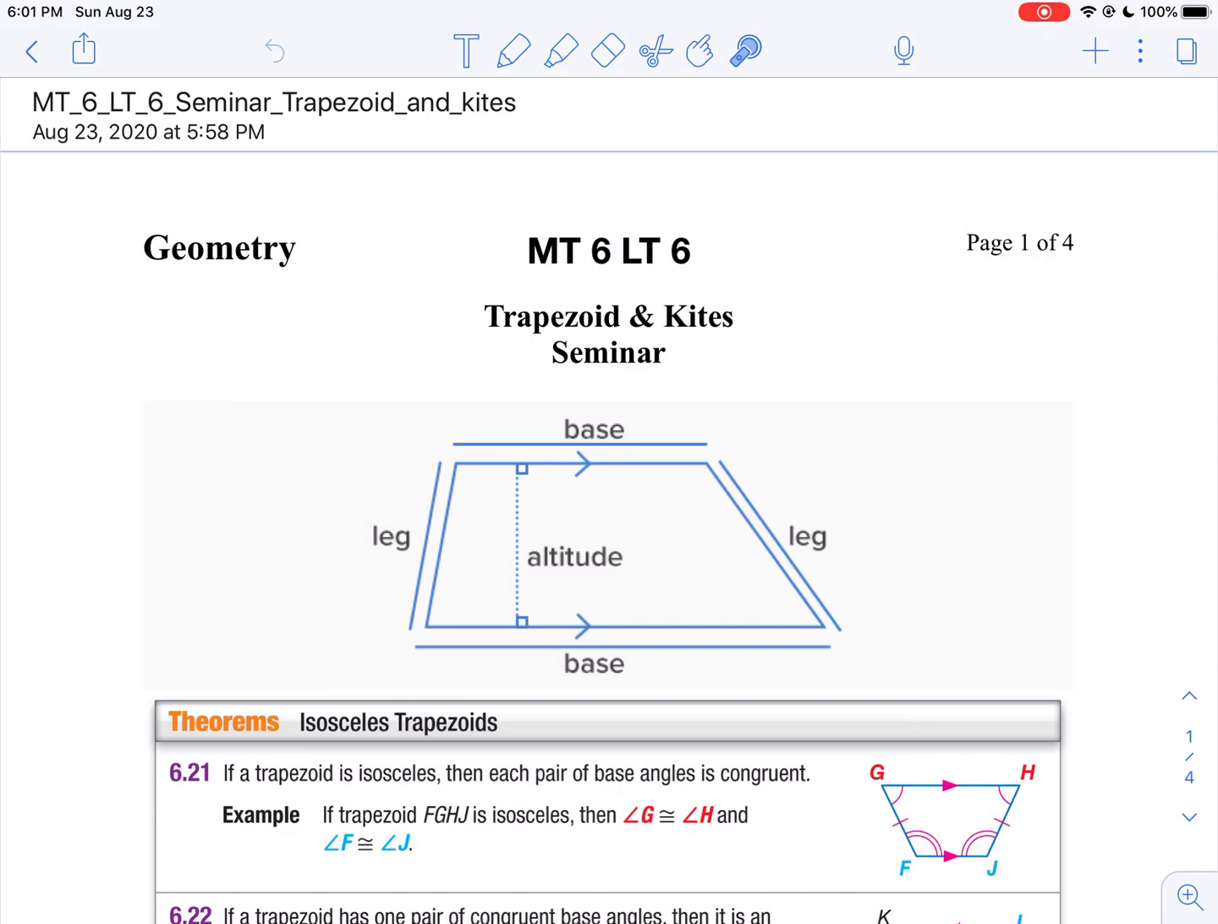Trapezoid comes from an old English word that means table. So kind of think of a tabletop. That's where it comes from.